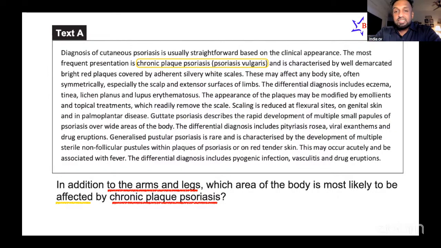What does the next line say? These may affect any body side. May. We don't know which one. Any body side, often symmetrically, especially the scalp and extensor surfaces of limbs. Now they are saying limbs. If you look for the words arms and legs, where are arms and legs?